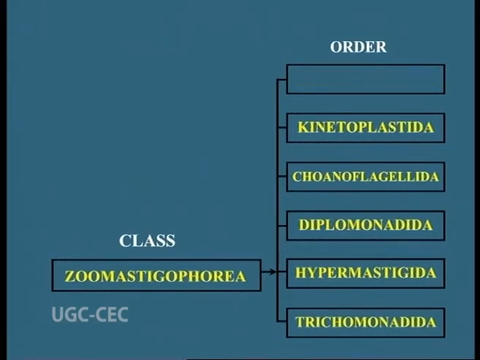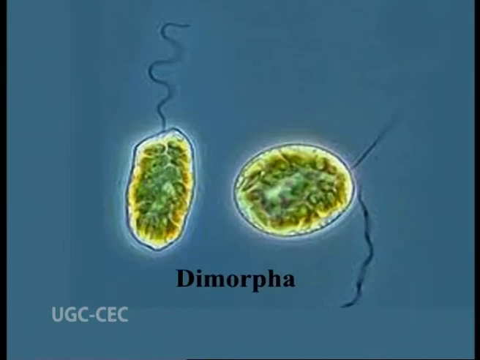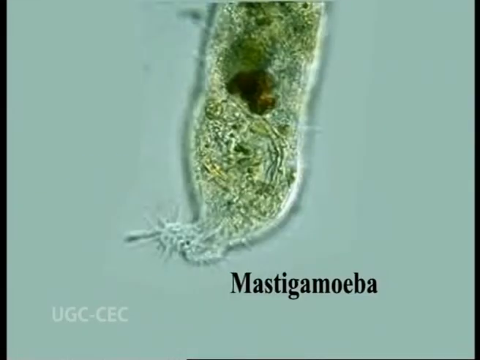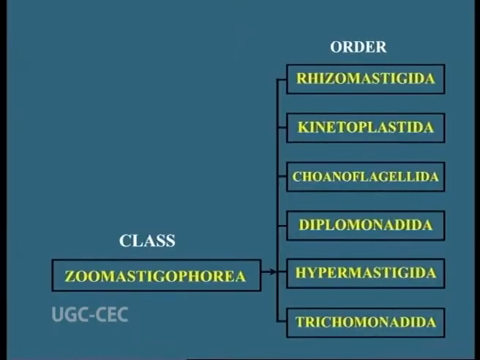Order Rhizomastigida. Examples are Mastigamoeba and Dimorpha. They have pseudopodia and 1 to 4 flagella for locomotion. They are mostly free living, small, amoeboid and freshwater forms.